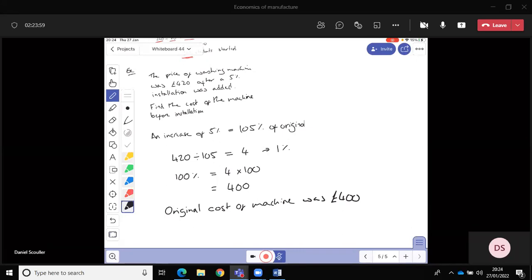Now again, if you wanted to double check that, you could find the multiplier and multiply by 1.05. If you multiply 400 by 1.05, you're going to get 420. So it's that 5% installation fee that was added on.